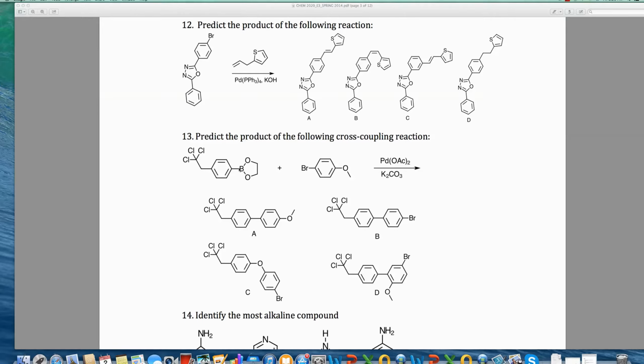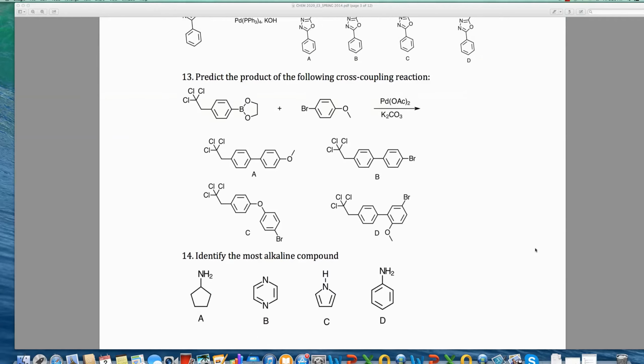We also have the Suzuki coupling. You're simply going to take the molecule that has the bromine, the molecule that has the borate, and you're going to couple them directly together. And so the best answer choice is also going to be A. Make sure that you are familiar with the Heck reaction, which is illustrated in number 12, the Suzuki reaction, which is illustrated in number 13, the Grignard reagent, and also the Gilman reagent. Those are all very important organometallic reactions.